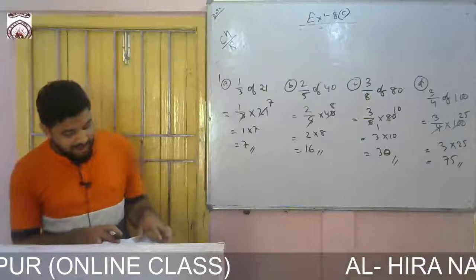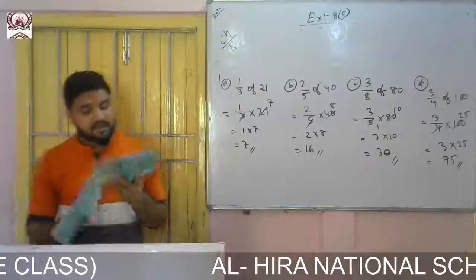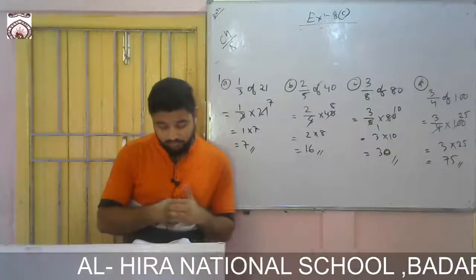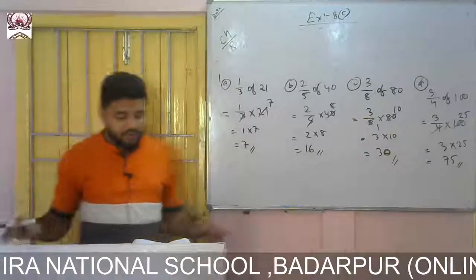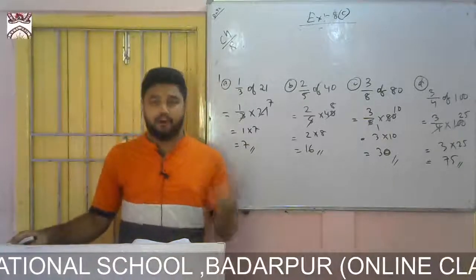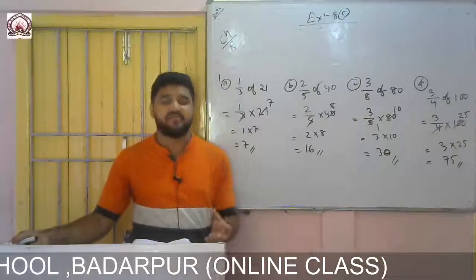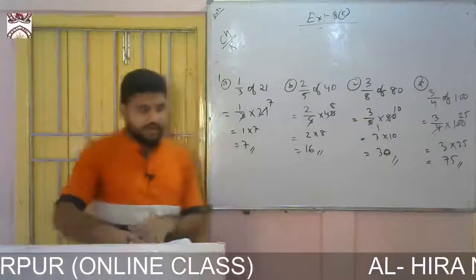Now come to E. 5 by 12 of 30, 5 by 12 of 30. That means what? Of means what? 7 by 15 of 80, how much? We need to find out, of 80, the fraction 7 by 15 is how much? That we need to find. Okay.